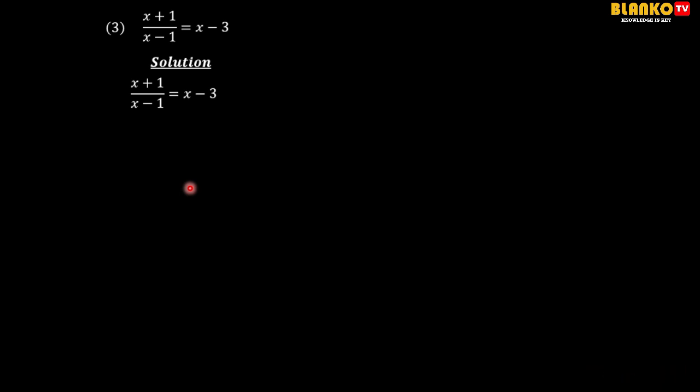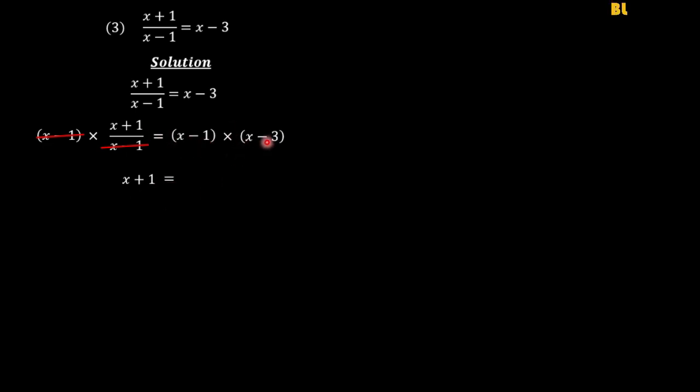Alright, so we multiply both sides by x minus 1. So we have x minus 1 in the bracket multiplying x plus 1 over x minus 1 equals x minus 1 in the bracket multiplying x minus 3 in a bracket. So x minus 1 cancels out on the left hand side. Okay, so we have x plus 1 equals, now when we multiply x minus 1 in a bracket by x minus 3 in a bracket, we are going to get what? x squared minus 4x plus 3. I hope you understand.